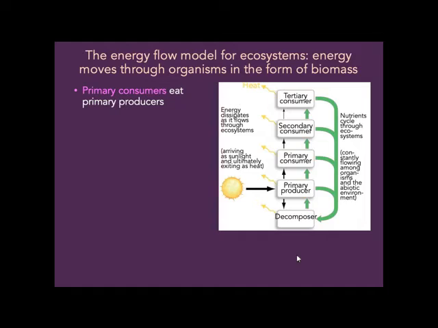All right, so let's look at the energy flow model for ecosystems. Energy is going to move through organisms in the form of biomass. So you have the sun and it's shining on a primary producer like a plant or an algae. The primary producer is then going to get eaten by a primary consumer, which is then going to get eaten by a secondary consumer and maybe even eaten by a tertiary consumer. So the nutrients locked up in the plant are going to get passed from the primary producer to the primary consumer to secondary consumer to tertiary consumer.